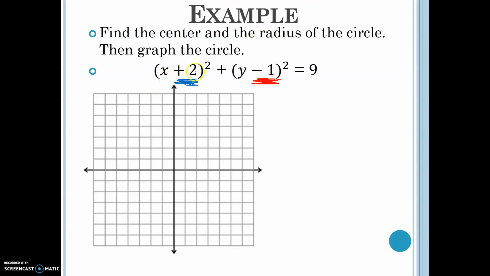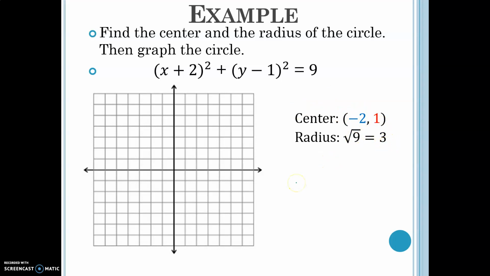We are going to go in reverse, and this plus 2 right here is going to tell us that we have a negative 2 x coordinate for our center, and this minus 1 means we have a positive 1 y coordinate for our center. At the very end, this is where we have our r squared portion of our equation. To figure out what r is, we take the square root of that number, and we get our center and our radius. As you can see here, we have negative 2, comma 1, and our radius is 3.